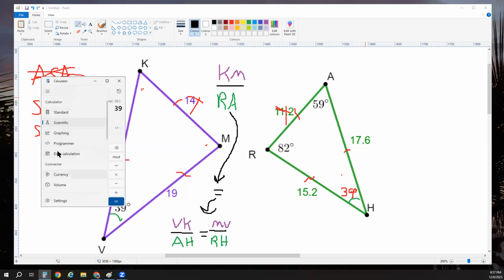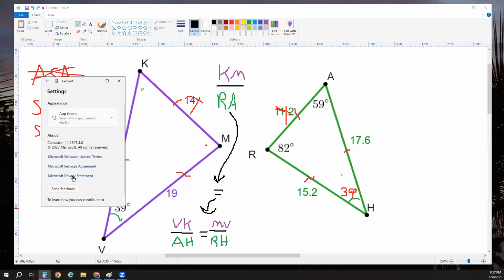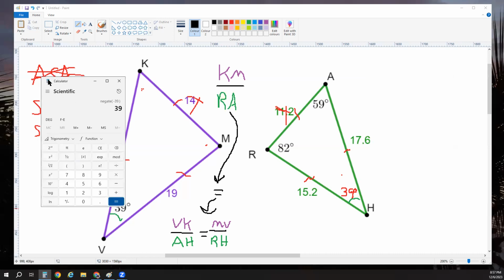I don't know if it does or not. Settings. Oh, that's not what. All right, so we'll just go with see what comes up.